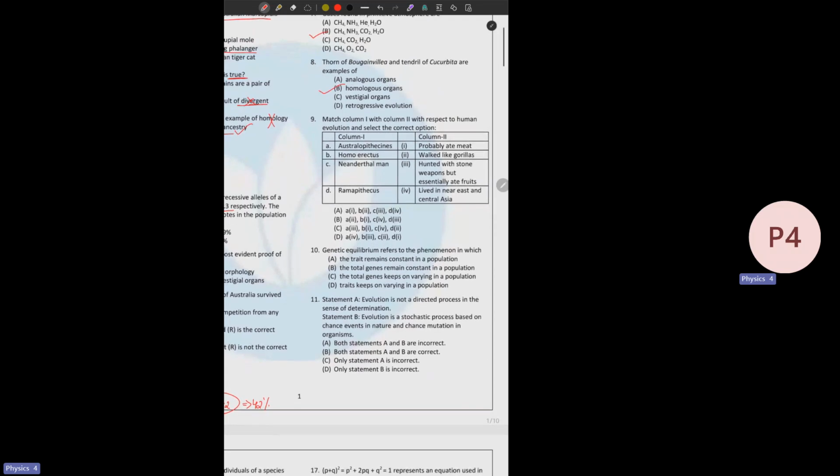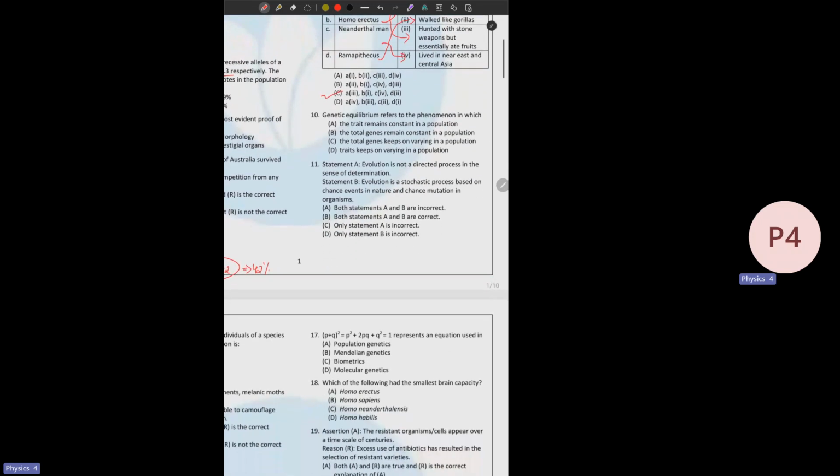Match the following. Australopithecines goes with hunted with stone weapons but essentially ate fruit. Homo erectus will go with they probably ate meat. Neanderthal men will go with lived in the Near East and Central Asia, and Ramapithecus will go with walk like gorillas. So here the correct answer is C.